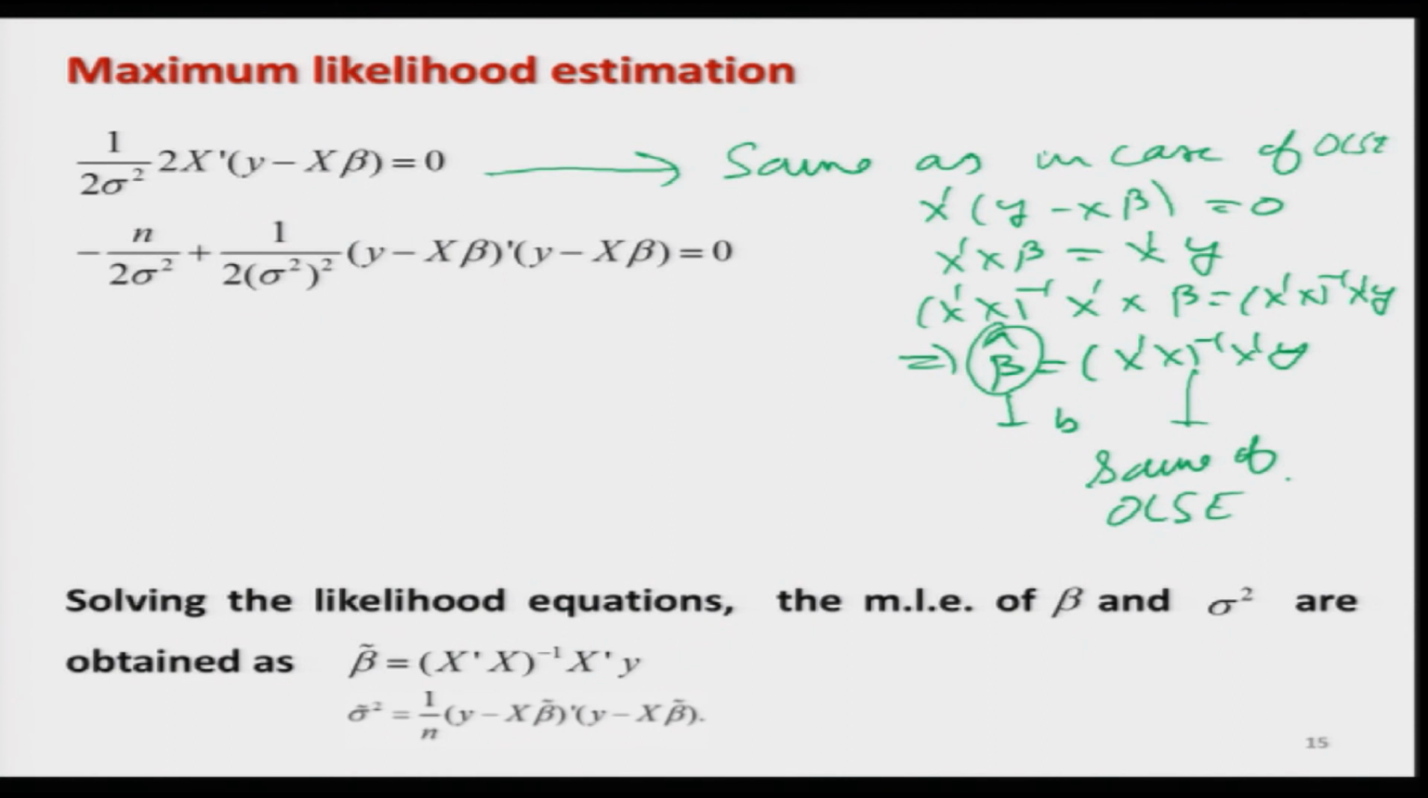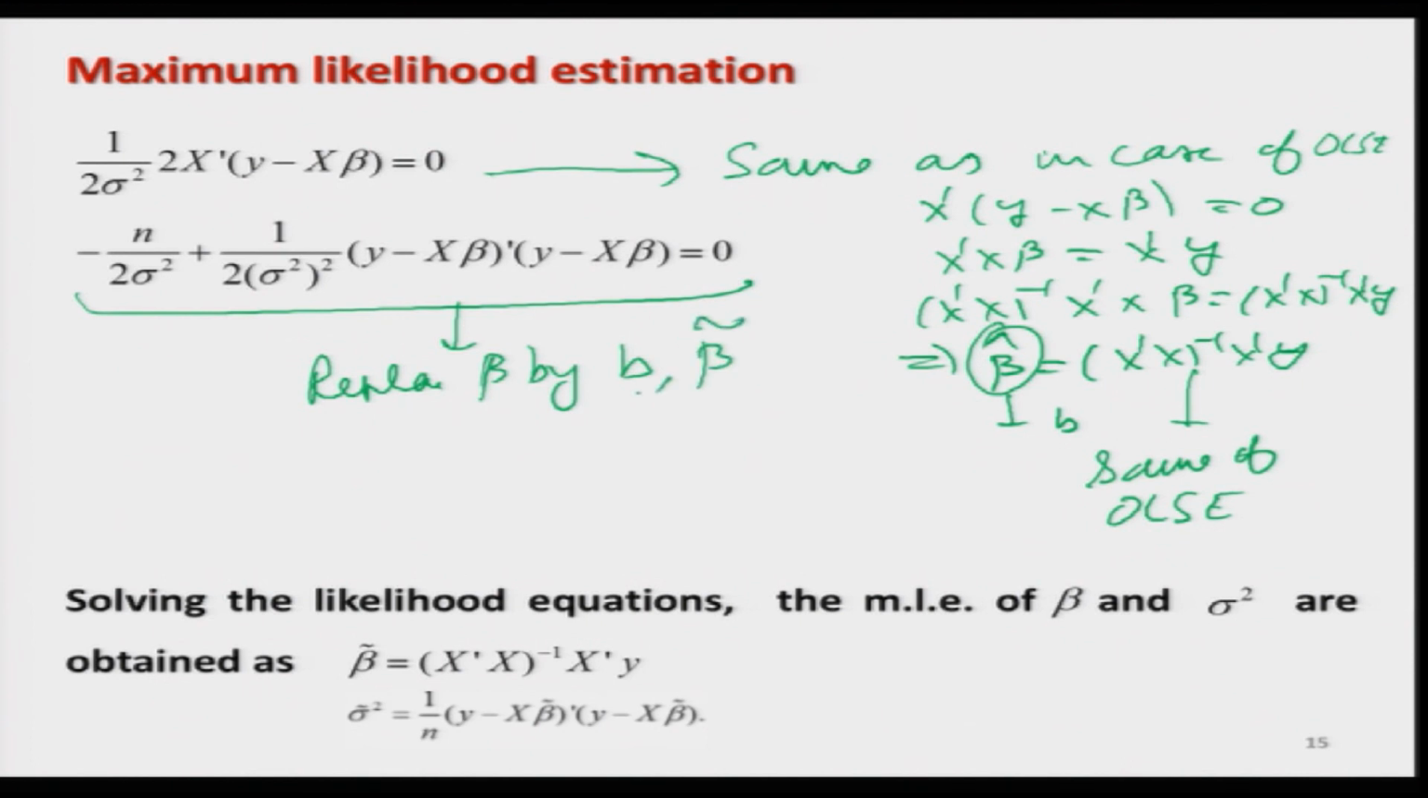Right. Now you take the second normal equation and replace beta by b, the MLE. Let me denote it by beta tilde, just to indicate the maximum likelihood estimator, although the ordinary least square estimator of beta and the MLE of beta, that is the maximum likelihood estimator of beta, are the same. So replace b by beta tilde, and then solve it.